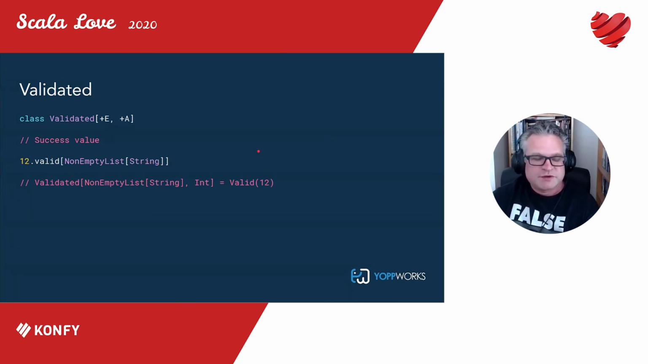Just to go into a bit more detail on the validated class. Validated is very similar to either, and you'll find validated in the cats library. The difference between validated and either is that it has an applicative instance rather than monadic. So it represents a successful computation or an error or a failure of some kind. For example, we can create a successful validated by using the valid syntax. And then what we're saying is, I have a valid 12, and here is the error type.